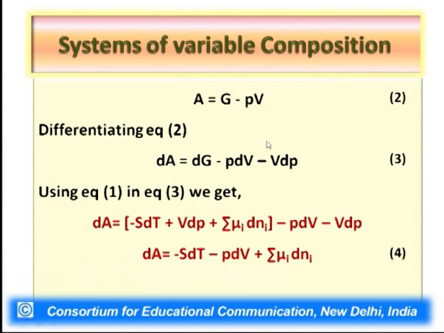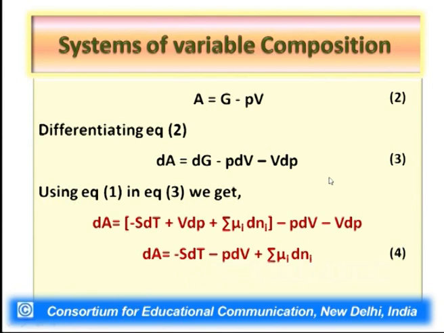Now we can differentiate equation 2. What we get is dA equal to dG minus PdV minus VdP. Why two terms? Because we are applying the product rule: we are differentiating first the volume keeping pressure constant, and then we are differentiating pressure while we keep the volume of the system constant, and therefore we get dA equal to dG minus PdV minus VdP.